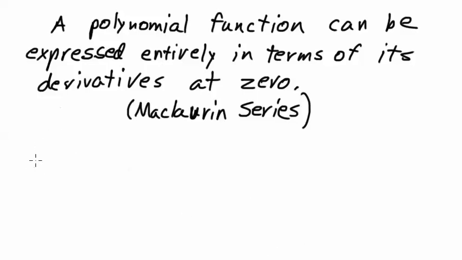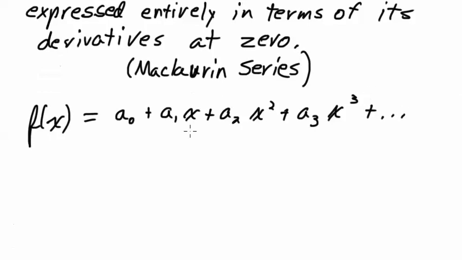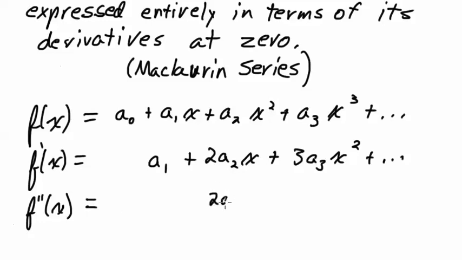If I have a function f of x equals, say, I'll just call it a sub naught plus a sub 1x plus a sub 2x squared plus a sub 3x cubed plus dot dot dot, I can write the derivative of this as f prime of x is a sub 1 plus 2a sub 2x plus 3a sub 3x squared plus dot dot dot, and f double prime of x is equal to 2a sub 2 plus 2 times 3a sub 3x plus dot dot dot.